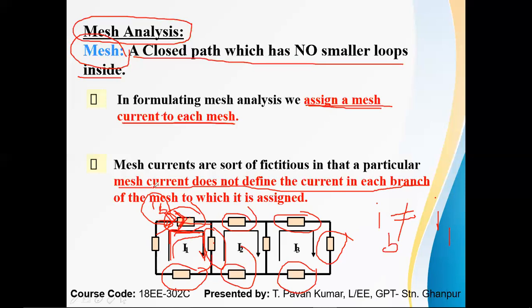These are the two important points you need to remember while doing mesh analysis. The first point is assigning mesh currents to each mesh, and the second point is that a mesh current does not define the current in each branch of the mesh to which it is assigned. So these are the two important points to remember while following the mesh analysis technique.